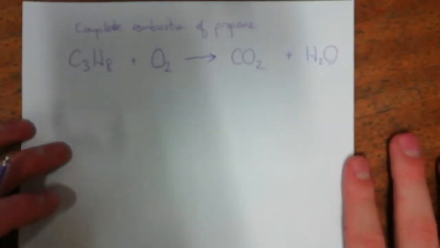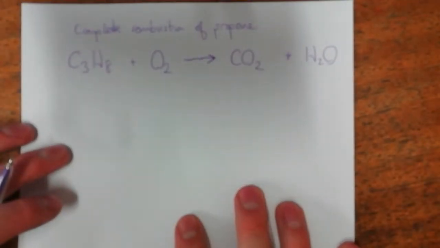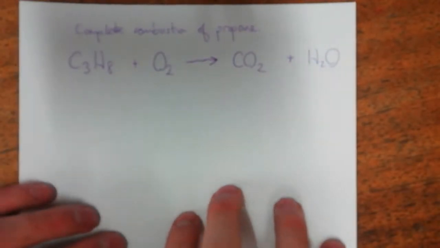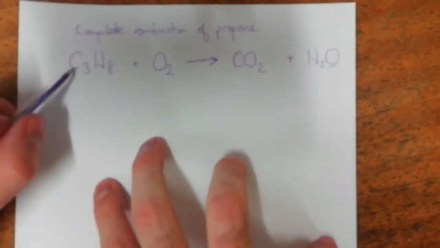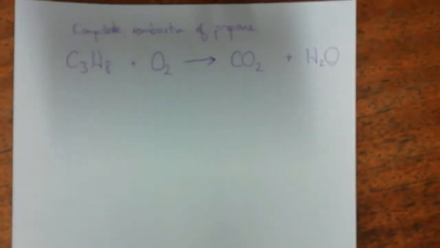Now the first thing is that we need to balance this. If it's not balanced, our equation's never going to work, and therefore our results are going to be wrong. So I've got 3 carbons on the left hand side of the arrow.